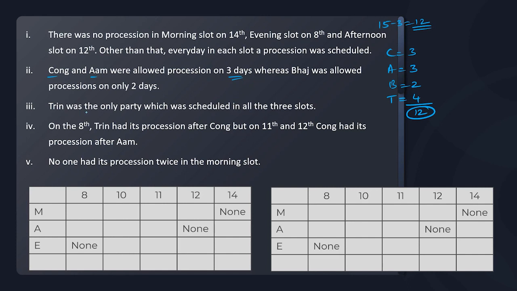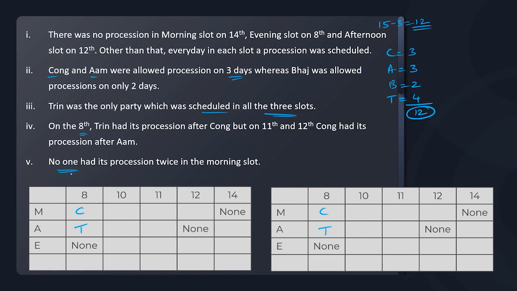Okay. T was the only party which was scheduled in all the 3 slots. So we have to make sure that in our final answer, except T, no other party is getting all 3 slots, all the 3 morning, afternoon and evening slots. Okay. Right. On the 8th, T had its procession after Congress. So C and T. I'm just making 2 cases. We might need more than them, but that's okay.